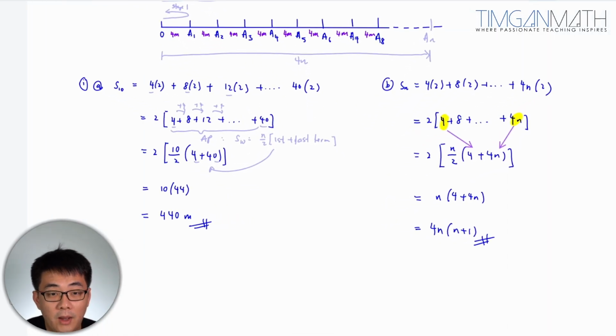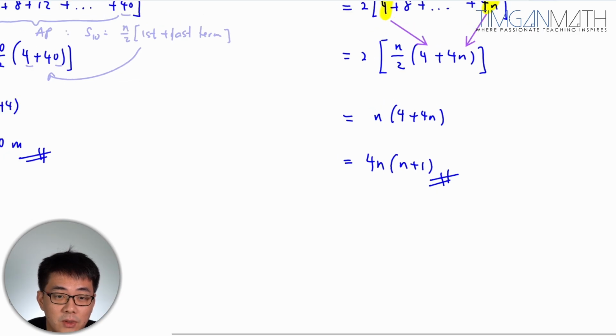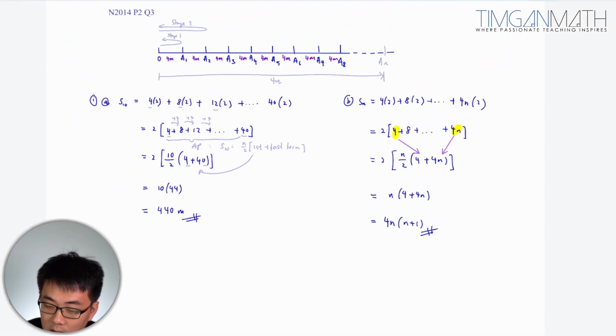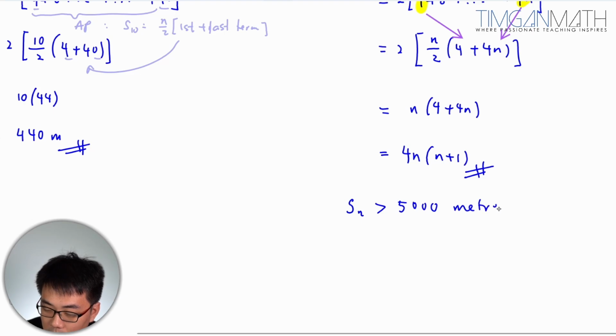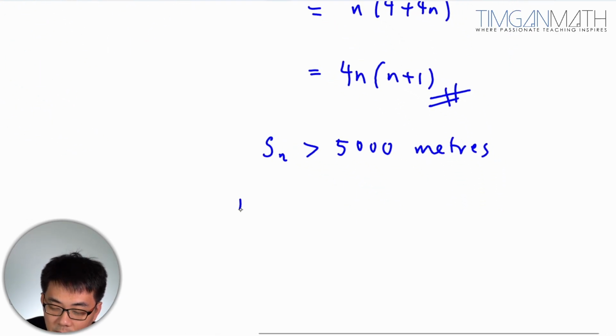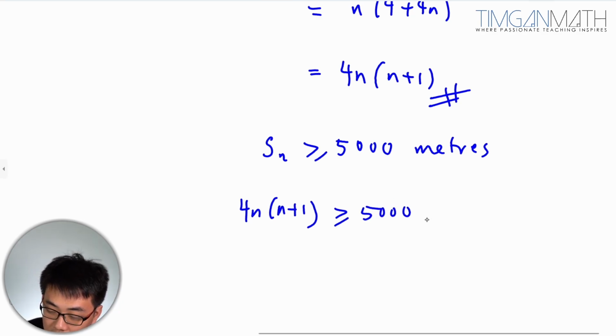So the next part will be, hence, find the least number of stages that the athlete needs to complete to run at least 5 km. So this is in meters. We need Sn to be at least 5 km, which is 5,000 meters. In this case, I think it's okay for the sum to be more than 5,000 at least, right? So I can just put an equal sign there. 5,000 meters, so it's fine.